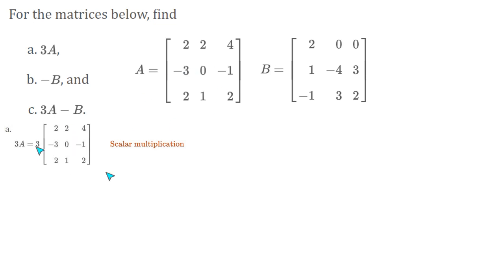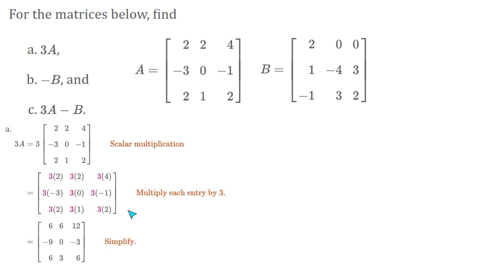In order to multiply this out, you're going to take 3 and multiply it times each of these numbers that we see in the matrix. If we do that, then we end up with 3 times 2, 3 times 2, 3 times 4. So we end up with 6, 6, 12, negative 9, 0, negative 3, 6, 3, and 6. So that would be our answer here.